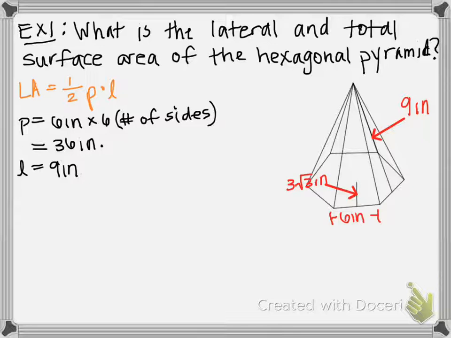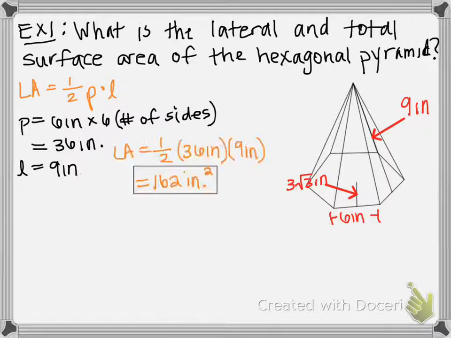P is perimeter. They gave me that one side of that base was 6 inches, and I know that this is a regular pyramid, because I said assume all pyramids are regular, meaning all sides of that base are exactly the same. So 6 inches times 6 of those same sides will leave us with a perimeter of 36 inches. They straight out gave us a slant height, which was 9 inches. So now it's just a matter of putting all of that into the formula.